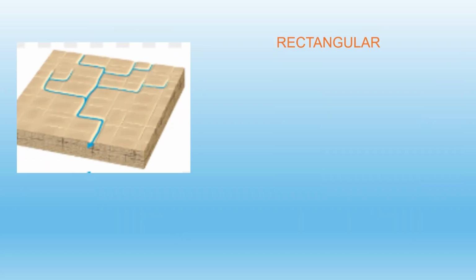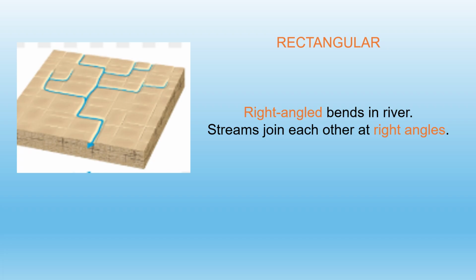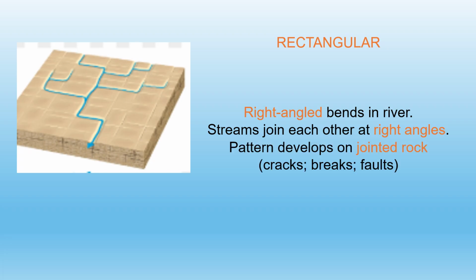The rectangular stream pattern has 90-degree bends in the river, meaning that the streams join each other at right angles. These right angles are created because the stream follows joints in a rock, and these joints in a rock can be created by either cracks or breaks in the rocks and sometimes even faults. So the rectangular stream pattern has streams that join each other at right angles.